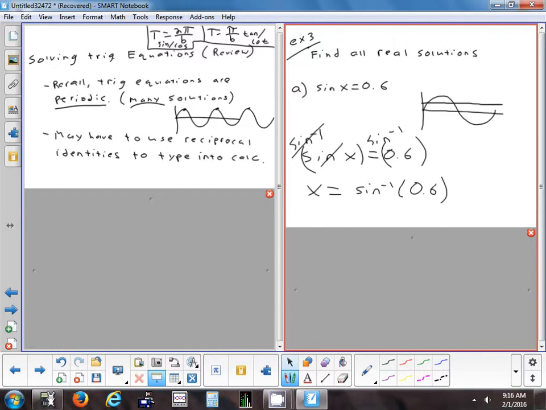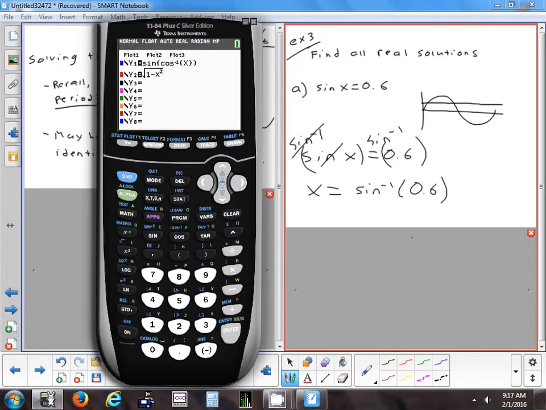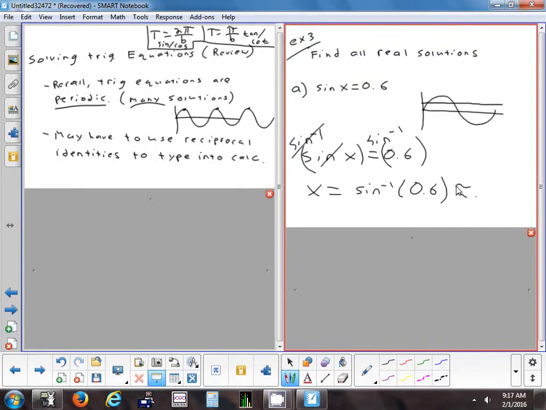Right, let's just see what we get. Second, inverse sine, 0.6, we get 0.644. That's that first answer right there. All right, now we need to get the second answer.